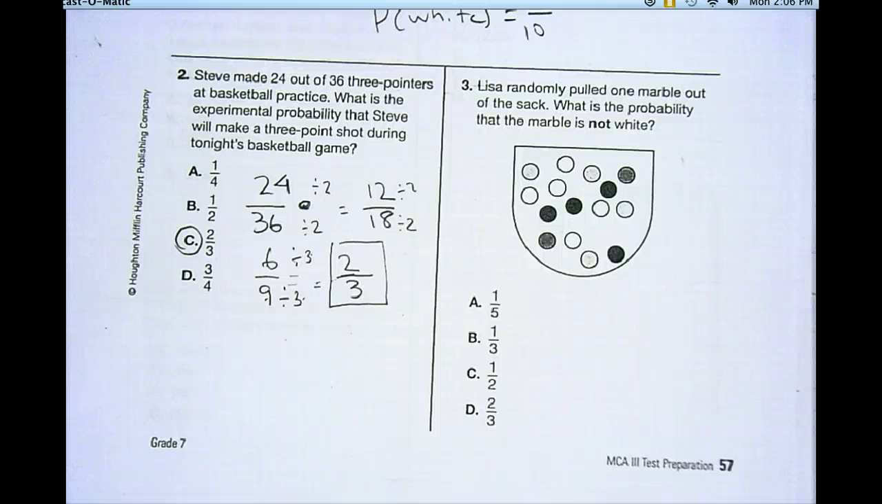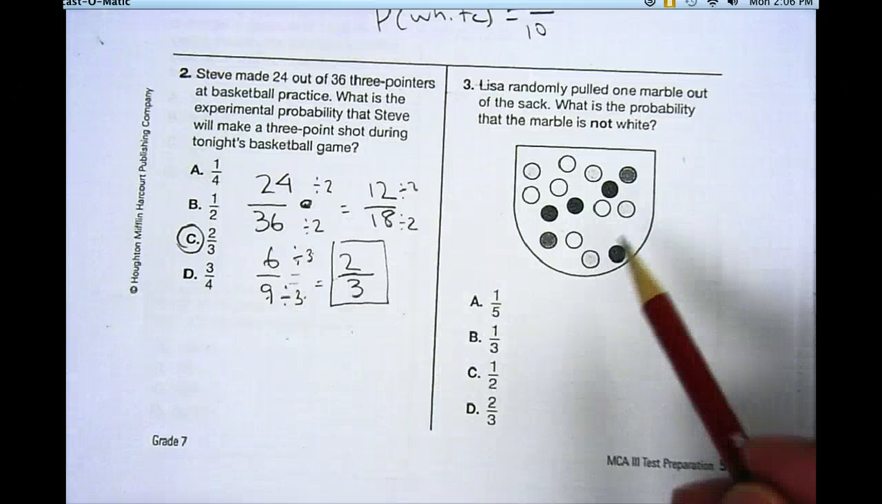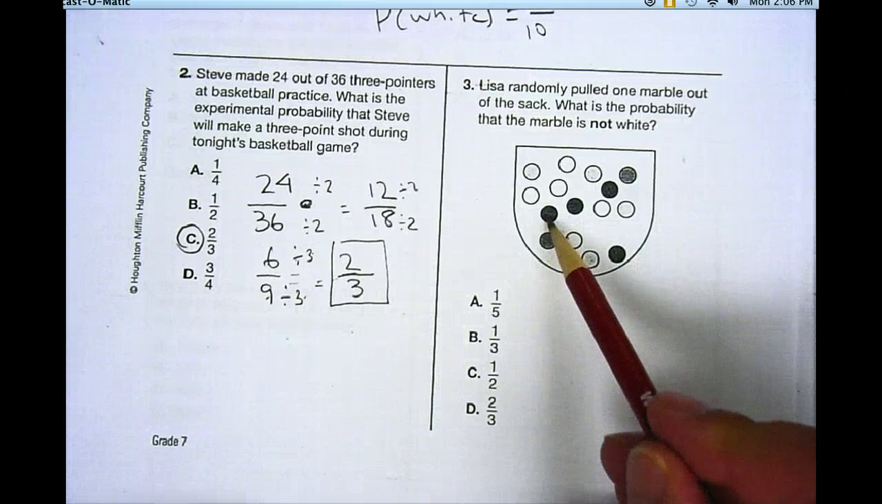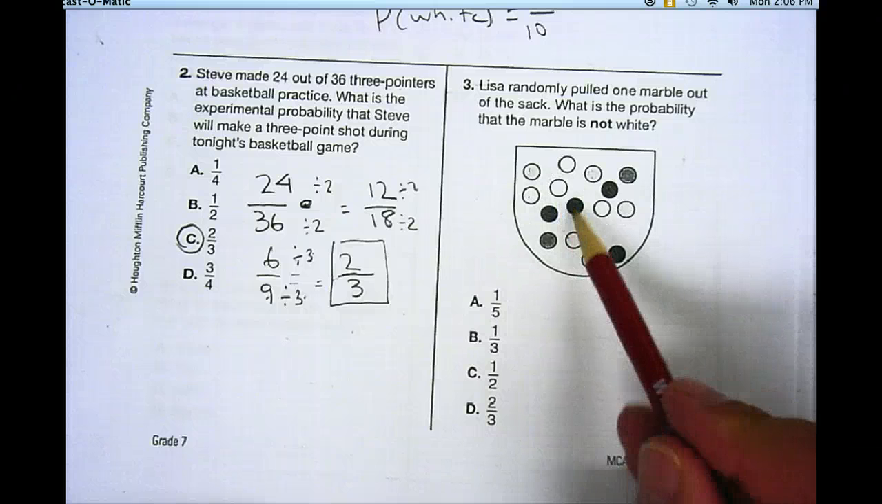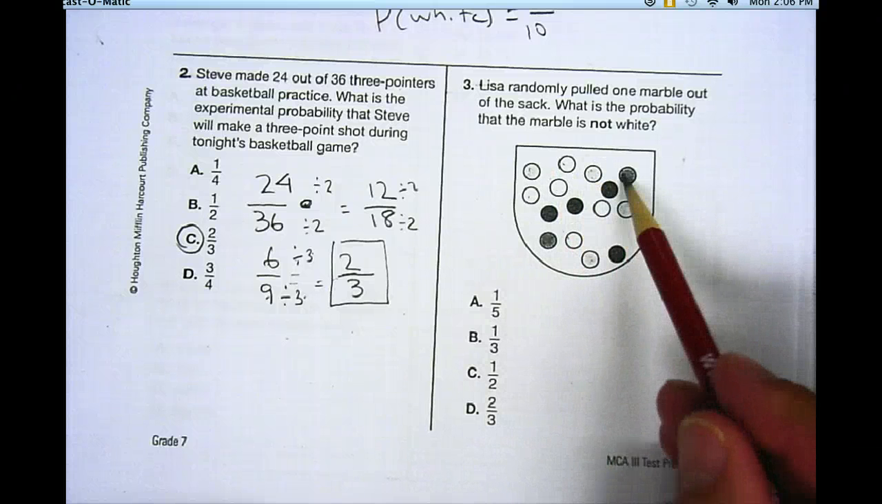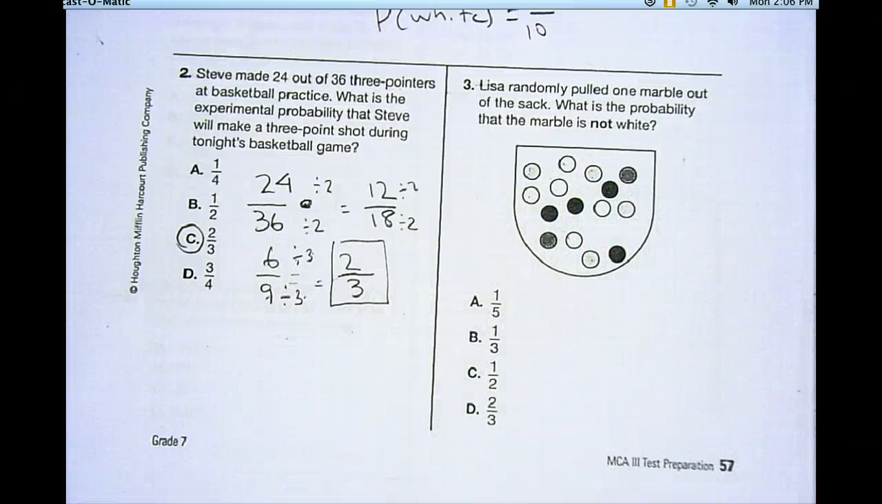So the first thing I have to do is count how many marbles there are all together. And there's 1, 2, 3, 4, 5, 6, 7, 8, 9, 10, 11, 12, 13, 14, 15. So there's 15 total marbles in that area, and I've got to count how many of them are white.